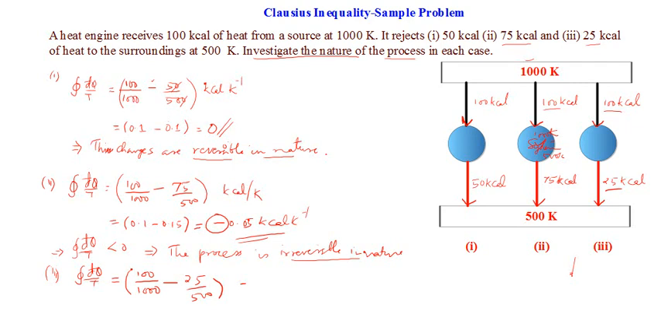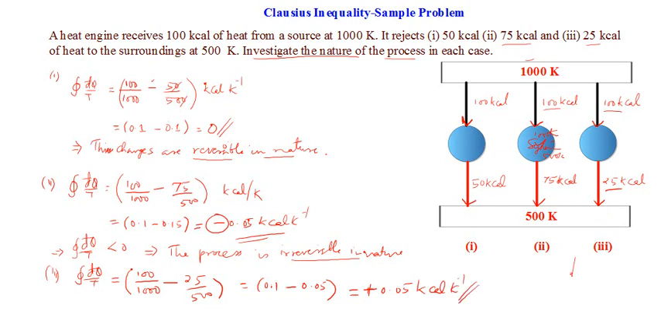What is going to happen? This is equal to 0.1 minus, what will be 25 by 500? It's going to be 0.05. Is it not? Yes, it's 0.05. So that will be equal to 0.1 minus 0.05, which is plus 0.05. You note the second and third examples, there's a little bit of difference. Kilocalorie, whatever units, per Kelvin.